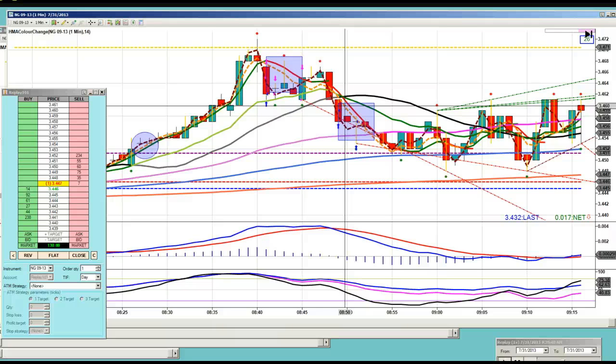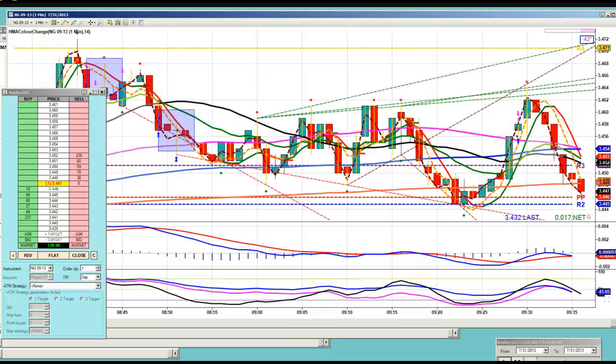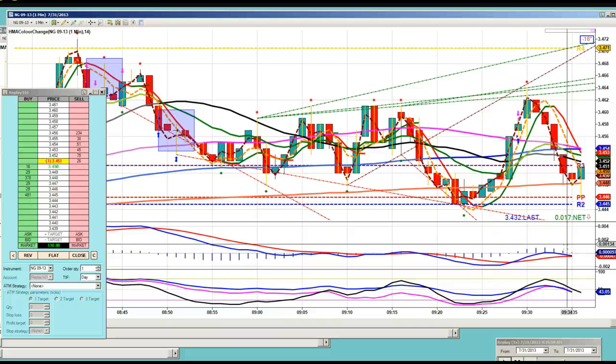All right, I want to fast forward here. So there's the bounce off the 200, the run back to the 200. Yeah. And I want to show you another trade really quickly.